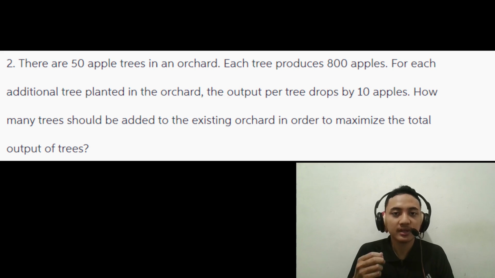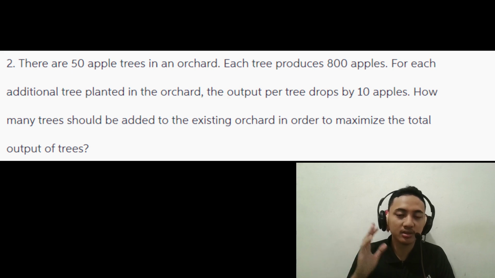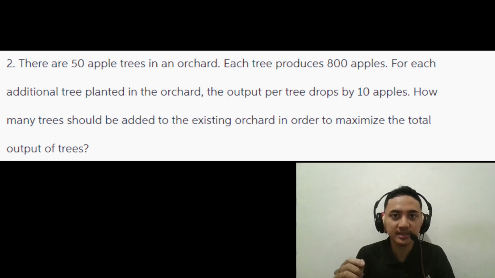And then we have the fourth step, idealization. We let x be the number of additional trees planted. And so the total apples will be (50 + x) times (800 − 10x). We will then plot the function to understand the relationship between x and total apples.